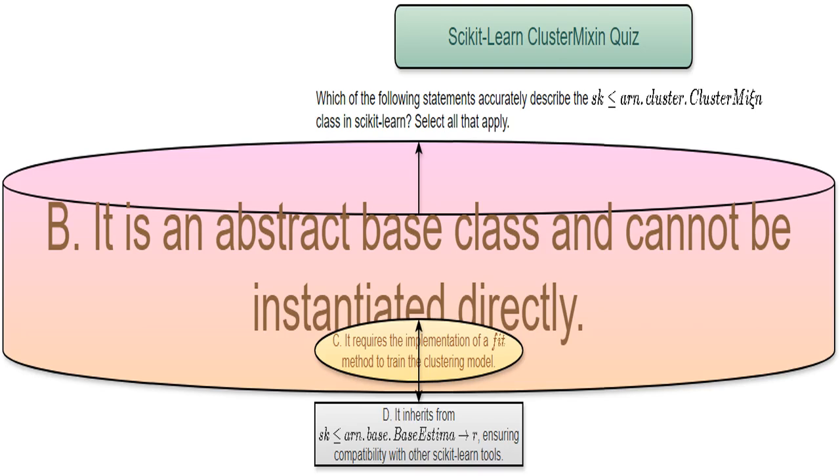An abstract base class like ClusterMixin provides a blueprint for other classes. You can't use it directly. Instead, other clustering algorithms, like k-means or DBSCAN, inherit from it to get its features. Think of it as a template. You need to build something from that template to actually use it.